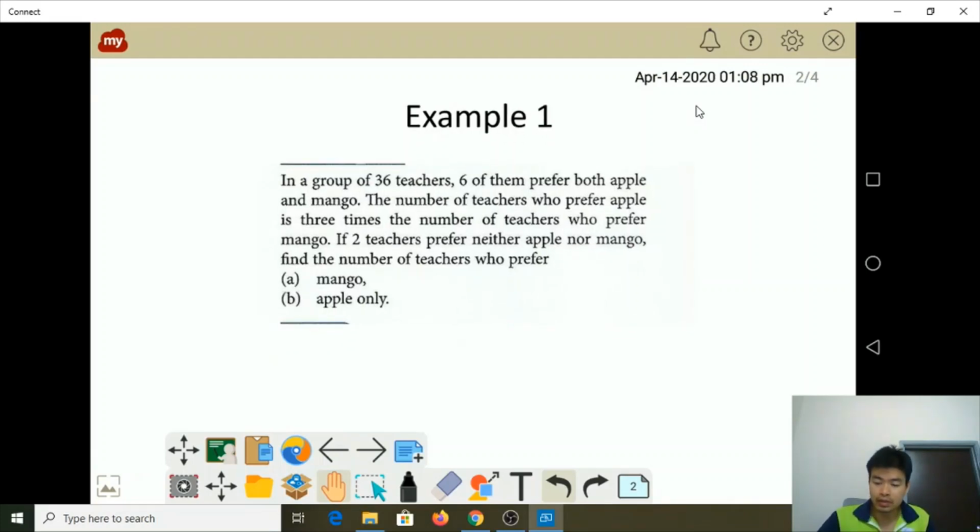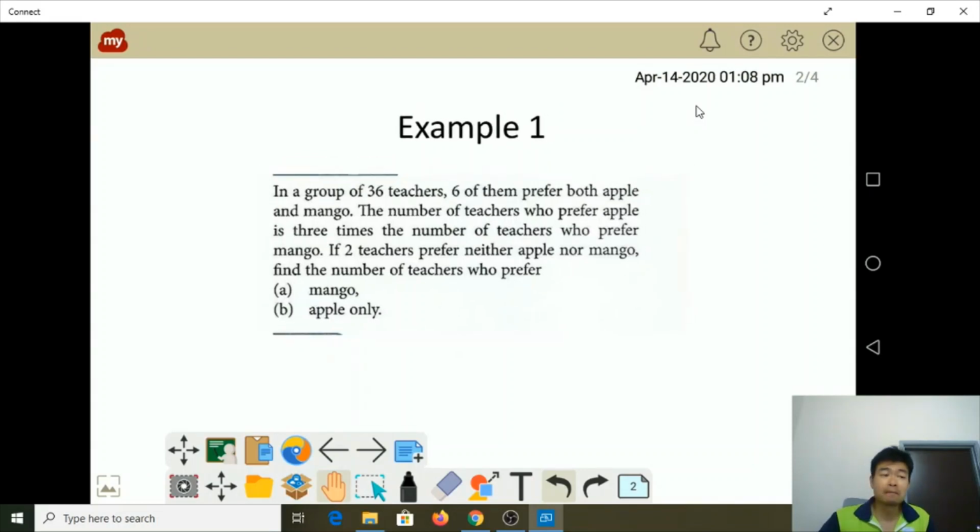Again, let me emphasize that it is important for you to list down the information in point form before you draw the Venn diagram. So I'm going to write down here.